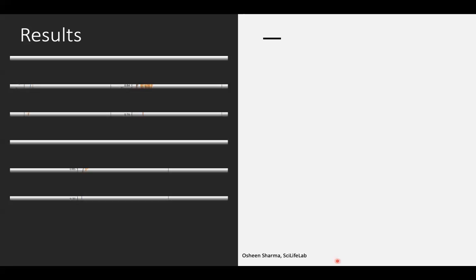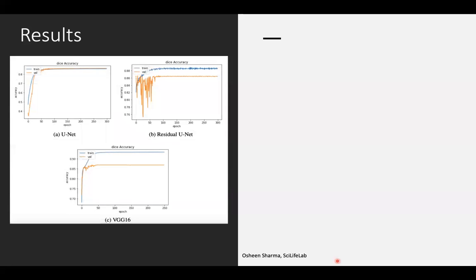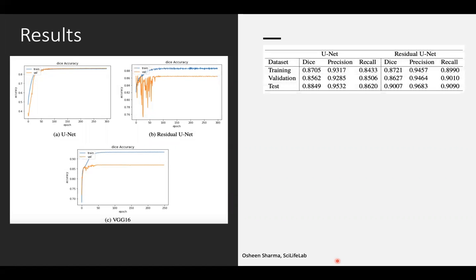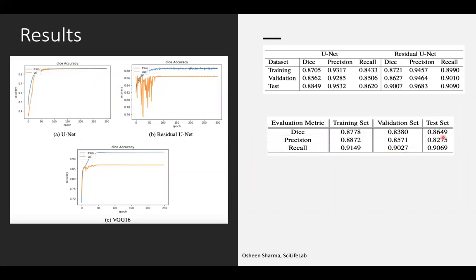After the training was done and the neural networks were evaluated, the learning curves for the respective network architectures looked somewhat like these. They were pretty promising. And now let's have a look at the training scores. The training scores were recorded for all the 3 neural networks separately. The highest score was recorded by the residual unit on the test set at 90.07%. And that for the transfer learning was 86.49 on the test set.